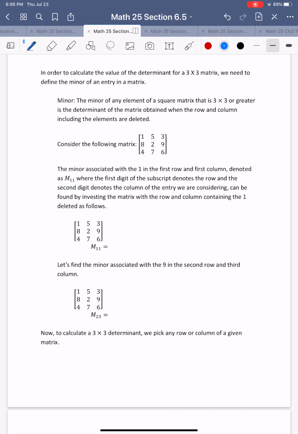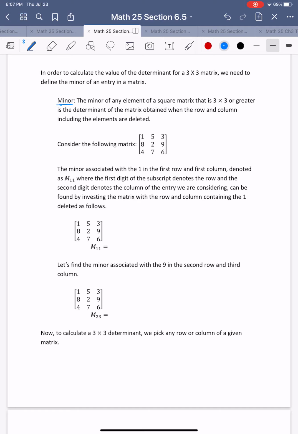In order to calculate the value of the determinant of a 3 by 3 matrix, we need to define the minor of an entry in a matrix. A minor of any element of a square matrix of size 3 by 3 or greater is the determinant of the matrix obtained when the row and column including that element are deleted. So consider the following 3 by 3 matrix.